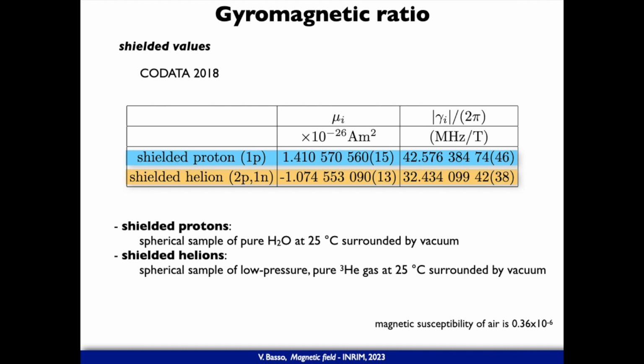Another good nucleus is the nucleus of helium-3. It's called shielded helium. Shielded means that there are the electrons of the molecules around, essentially giving some shielding. So shielded helium is also something that can be defined well. If we take a spherical sample and put in a low pressure of helium-3 gas, which is quite rare, not abundant at all like helium, so it's not easy to have, surrounded by vacuum, that's the definition for the measurements of the gyromagnetic ratio.